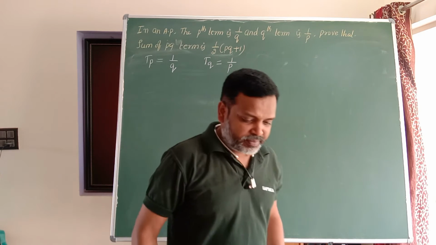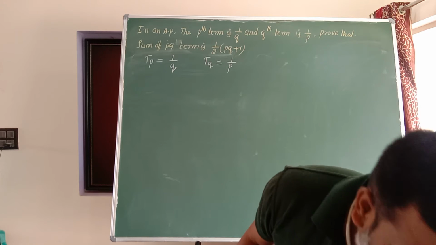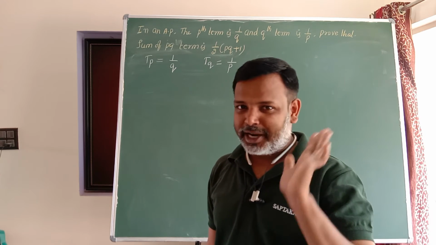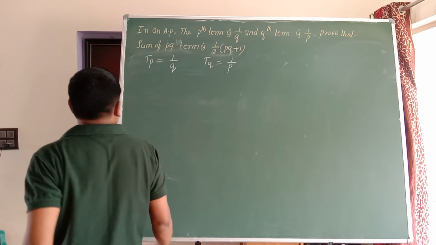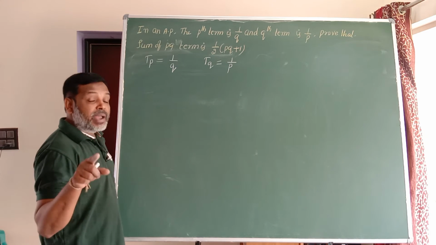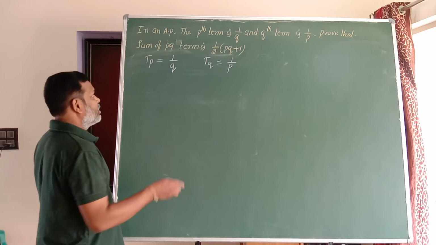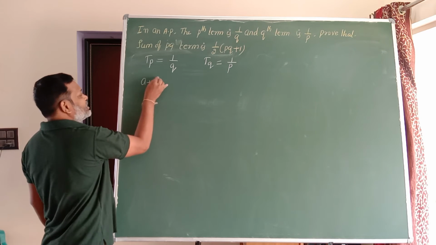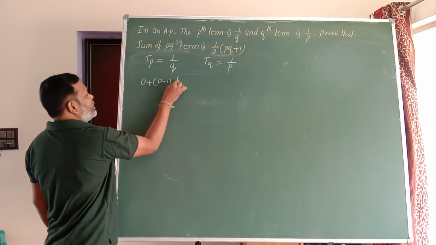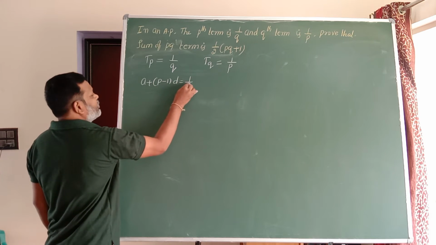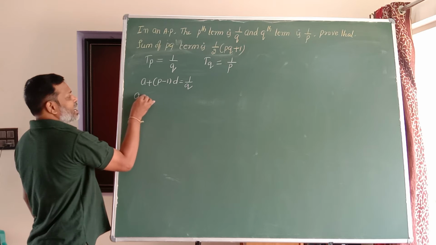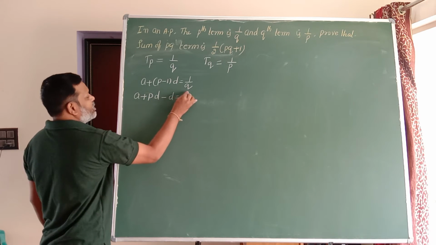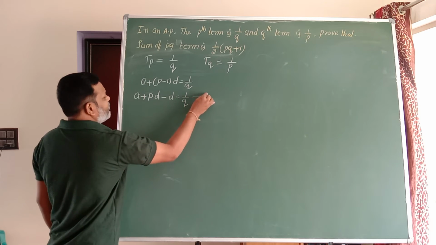From these two expressions, first let us find the first term a and the common difference d. This is very, very important. So now write down Tn is equal to a plus (n minus 1) into d. What happens to Tp? Tp can be written as a plus (p minus 1) into d, which is equal to 1 by q. Simplify this: a plus pd minus d is equal to 1 by q. Let it be the first equation.